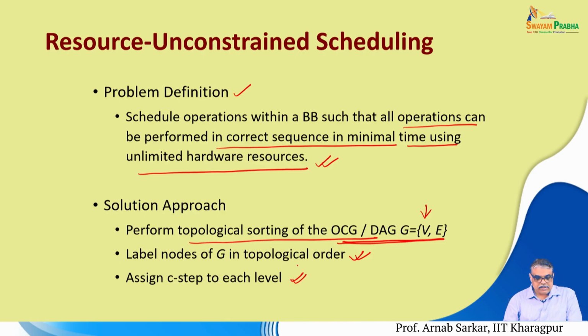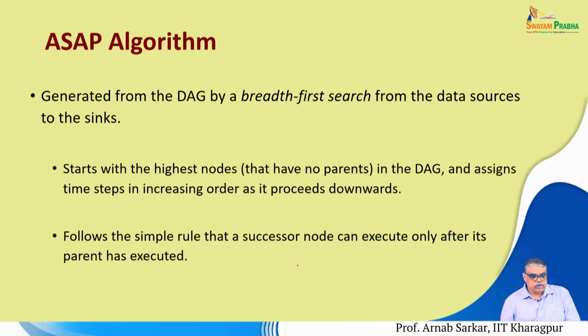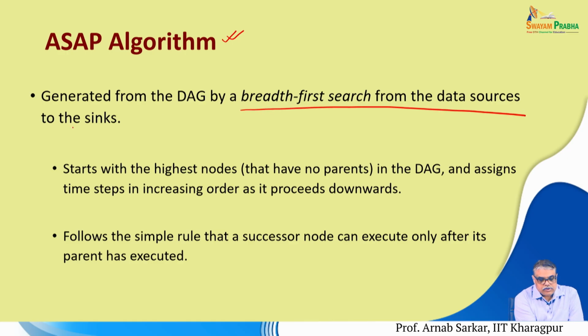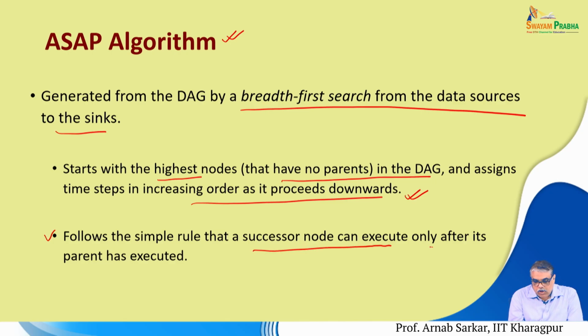So, let us see one such type of resource unconstrained scheduling, and it is very simple, it is the ASAP schedule. So, how does it work? It is generated from the DAG by a breadth first search from data sources to sinks. You start with the highest nodes that have no parents in the DAG, and then you assign time steps in increasing order as you proceed downwards. The simple rule here is that a successor node can execute only after its parent has completed execution. Let us see.